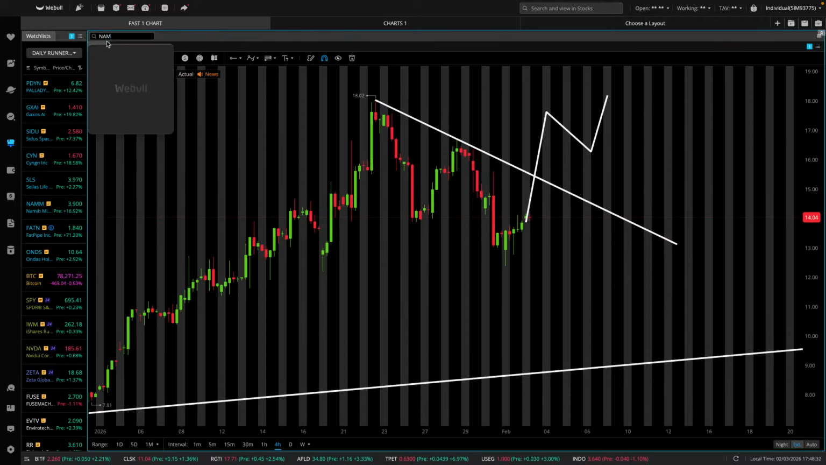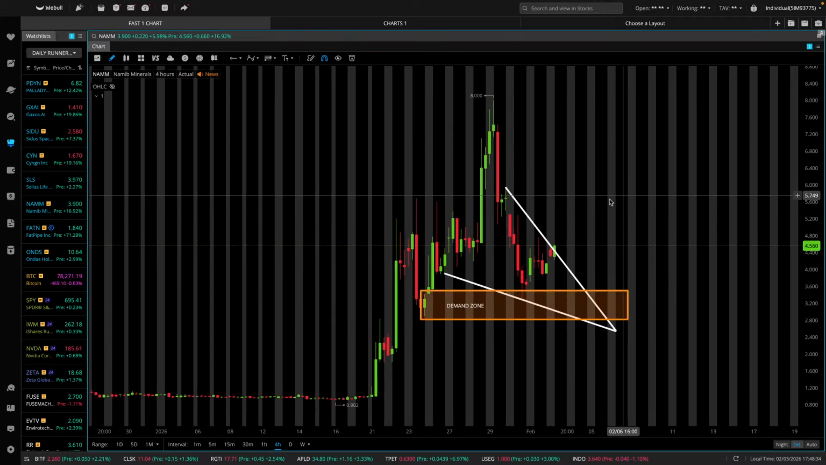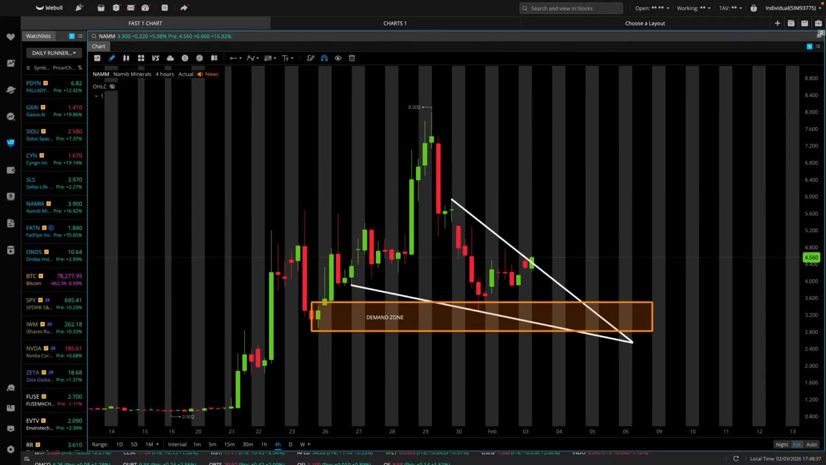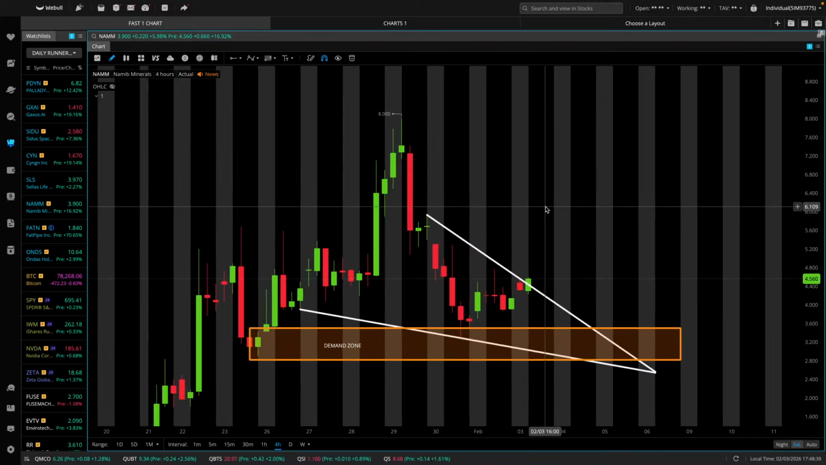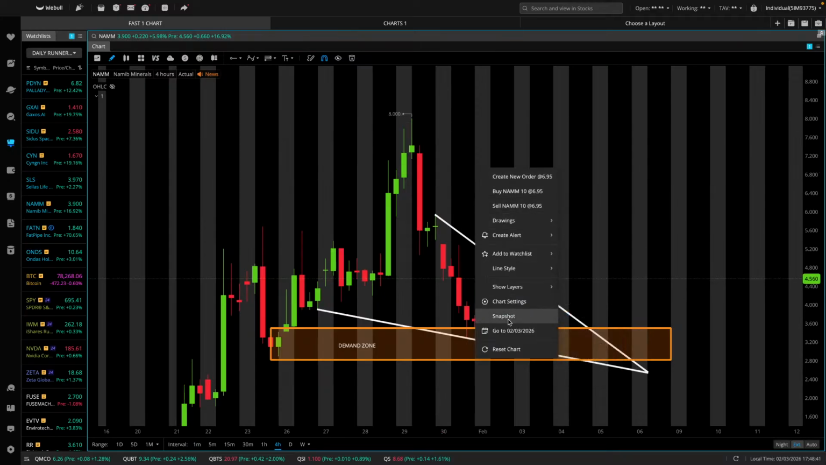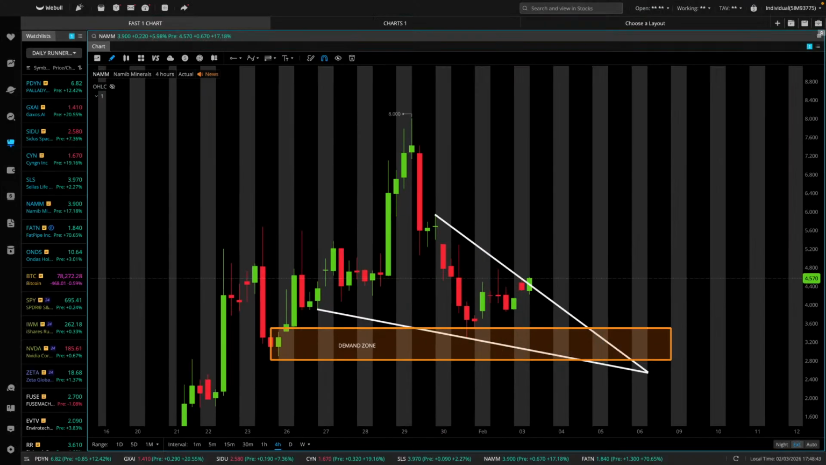NAMM, N-A-M-M. This is another play that unfortunately stopped me out twice yesterday and then ran up. But yeah, this is a very bullish setup, expecting this to reverse. We'll see if I get any entries on this. So we'll see, bullish setup. Expecting this to break out to the upside. Probably worth entries. I would not hold this into open, but do as you please.